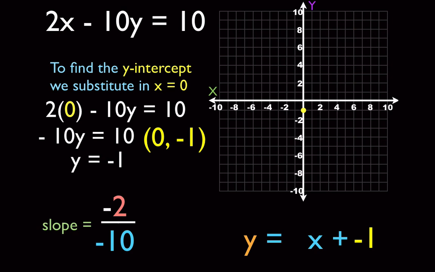Okay, because my A is 2, opposite of A is negative 2. Because my B is negative 10, I just write negative 2 over negative 10. Once I go ahead and simplify that, the negatives will cancel out, and I'm going to get 1/5, which means I go up 1 and right 5.